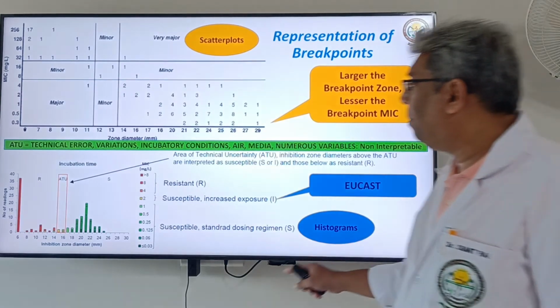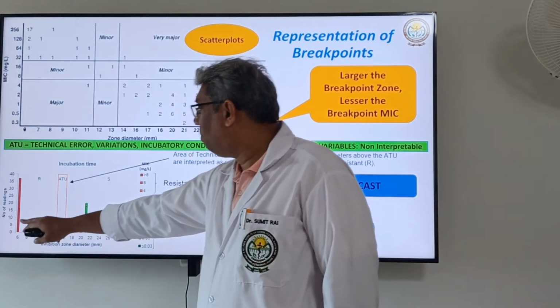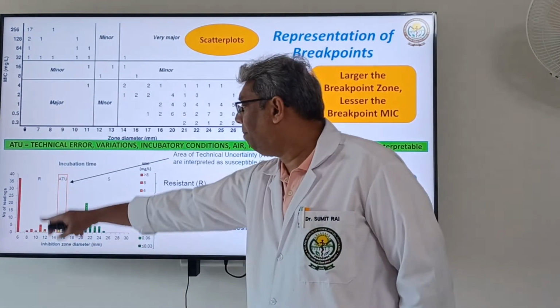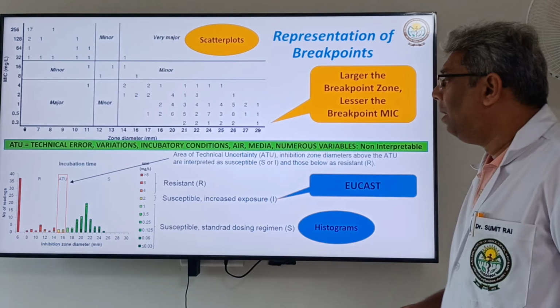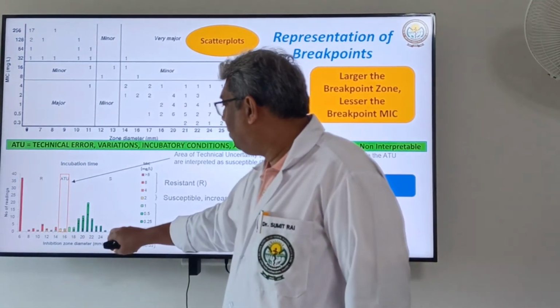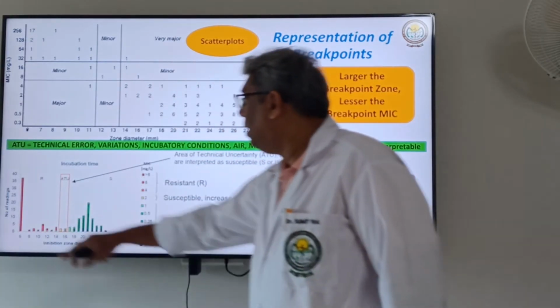Now in the histogram, what is happening? Again, they are checking for the number of readings. This is the number of readings taken for a particular isolate, and this is the inhibition zone, and these are the MICs. So there are three parameters which are checked on the histograms. The ones over here which have got the high zone diameter have got lower MICs, and the ones which have got a small zone diameter have got higher MICs.